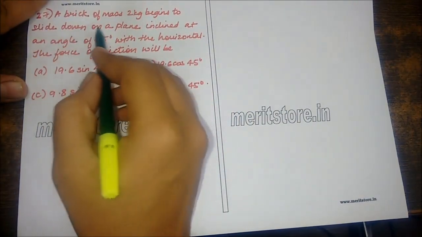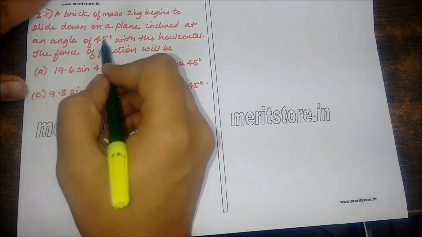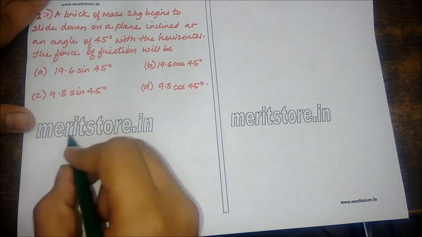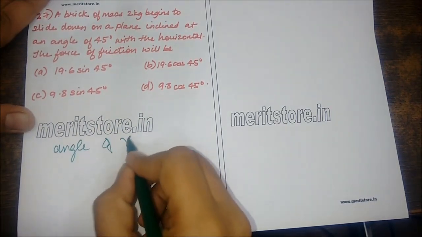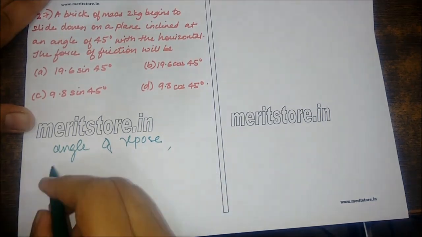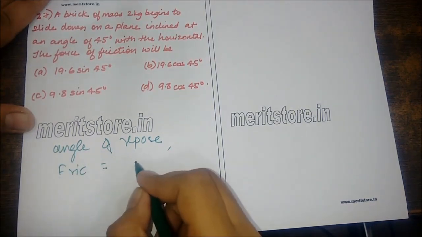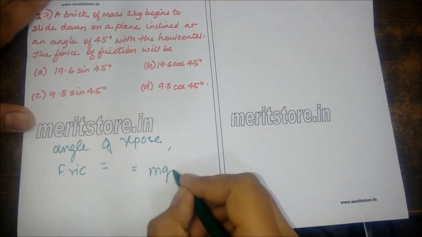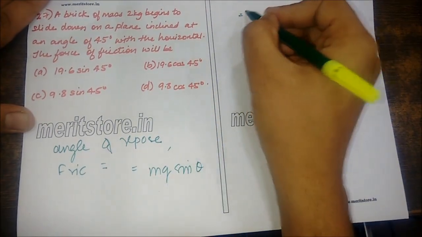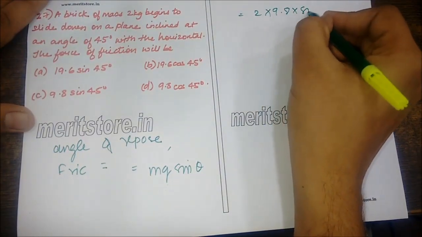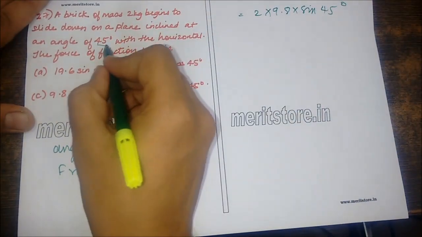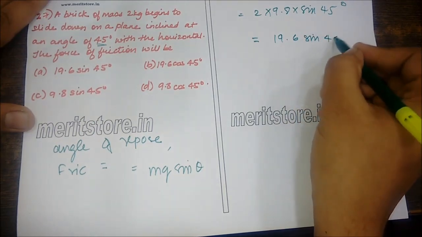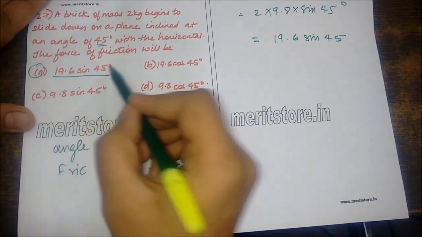A 2 kg block begins to slide down a plane inclined at an angle of 45 degree with the horizontal. The force of friction will be. Now to solve this question we know angle of repose. For angle of repose, friction is equal to component of weight along the plane, which is equal to mg sin theta, which is equal to 2 into 9.8 into sin 45, angle given is 45 degree, which on solving we get 19.6 sin 45. So option A, 19.6 sin 45 is the correct answer.